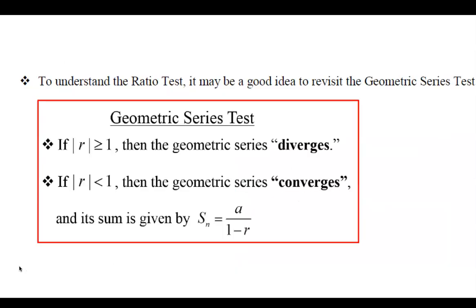To understand the ratio test, I think it's a good idea to talk about the geometric series test that we've discussed already. In essence, the geometric series test states that if I have a geometric series, in other words, a series where you go from term to term by multiplying by some value, and the absolute value of that ratio is greater than or equal to 1, the series diverges. If it's less than 1, then the series converges to this formula: the sum equals the initial term over 1 minus the ratio.